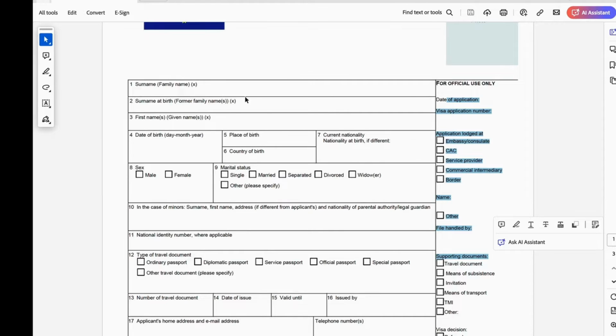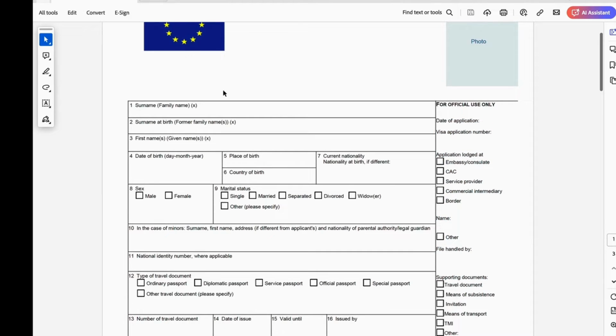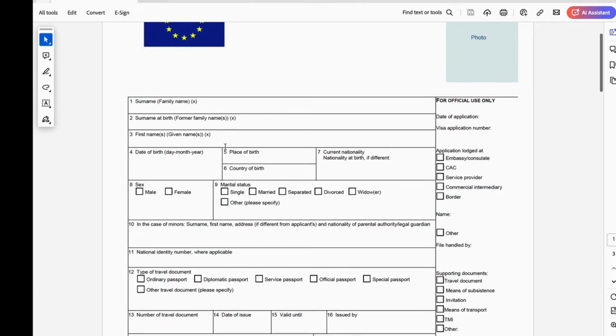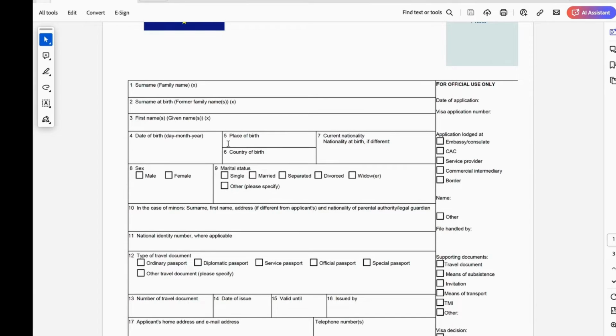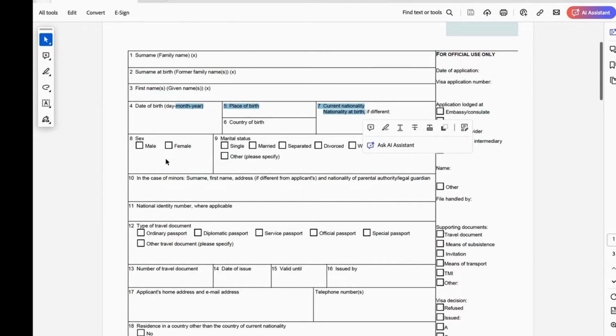So on the right hand side nothing goes in. All you have to take care of is the left hand side, which you will be completing when you are applying on the website. So just to give you clarity, your first one is your surname, followed by if there was any surname at birth, that means if you have changed your surname, you have to put what your surname was at birth, followed by the first name. Fourth one is date of birth, place of birth, country of birth, and the current nationality. So all of these details you can find from your passport, followed by the sex, male or female.